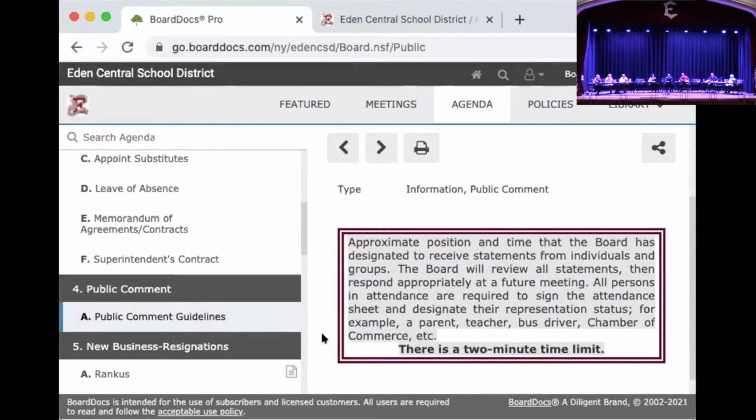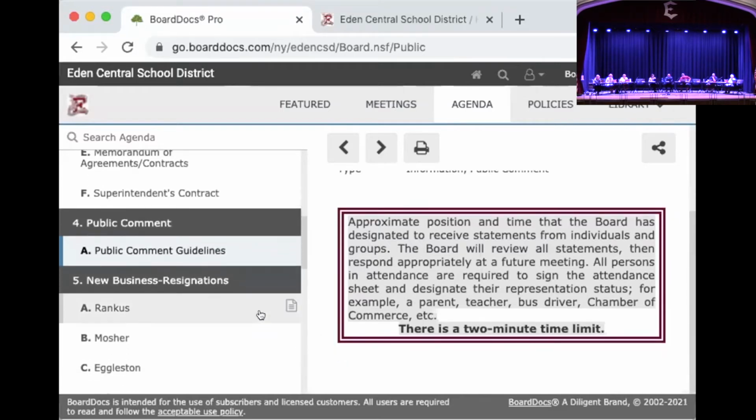This is the approximate position and time that the board has designated to receive statements from individuals and groups. The board will review all statements, then respond appropriately at a future meeting. All persons in attendance are required to sign the attendance sheet and designate their representation status. For example, parent, teacher, bus driver, chamber of commerce, etc. There's a 2-minute time limit. Anybody? Okay. I guess we're moving along.